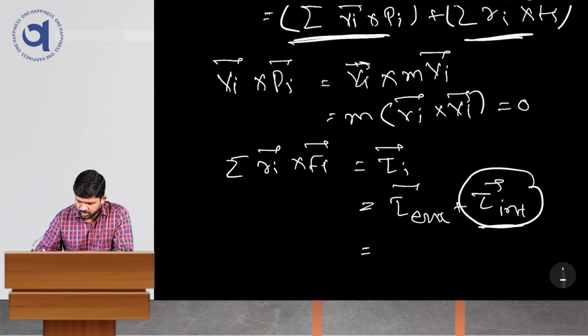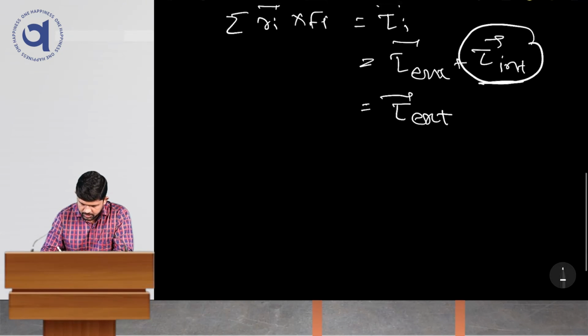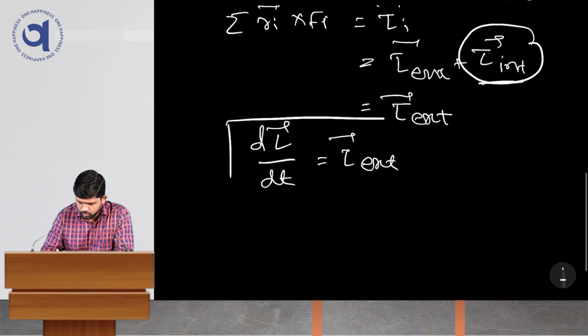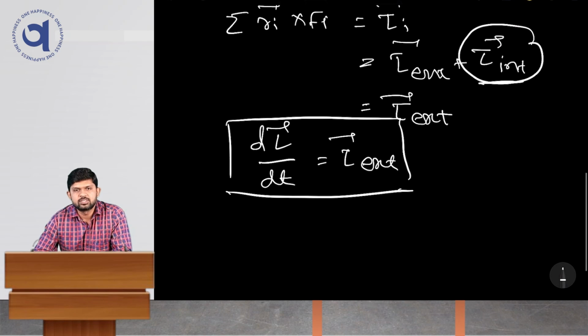So we can write simply that the net torque acting on the system of particles is the external torque. So the overall equation we got here is dL by dt is equal to tau external. So this is Newton's second law for this system of particles.